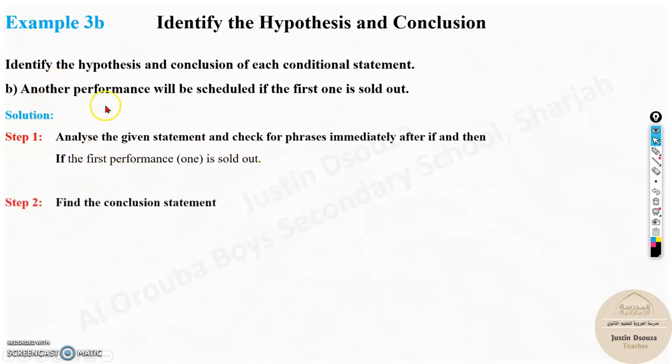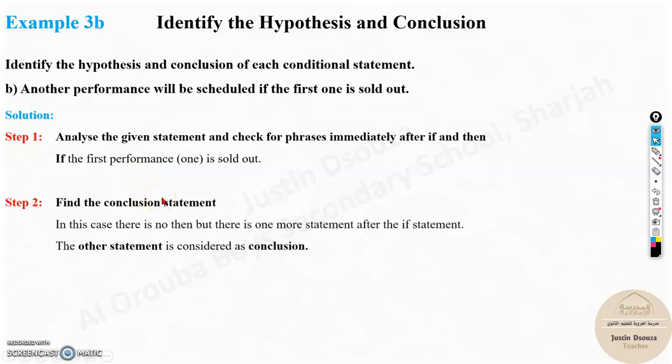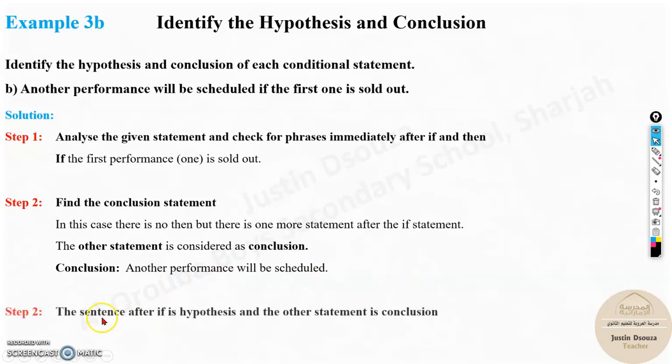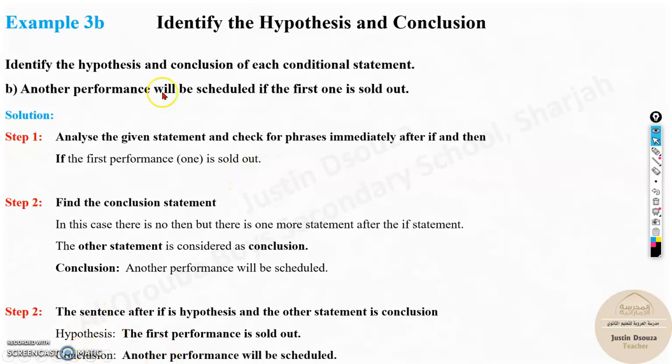But there is no then statement. So what do we do? Look over here, there is an if statement. So we know this is the hypothesis. So the other statement than that is the conclusion. All we need to do is see what the conclusion is: another performance will be scheduled. So the hypothesis is the first performance is sold out, and the conclusion is the other statement, whatever is other than if: another performance will be scheduled.